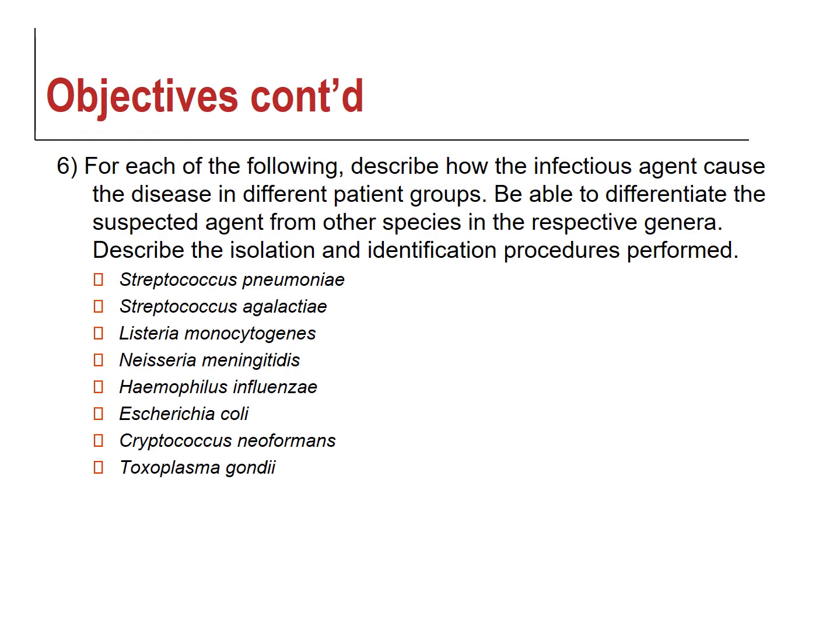These organisms we have covered previously include Streptococcus pneumoniae, Streptococcus agalactiae or group B streptococci, Listeria monocytogenes, Neisseria meningitidis, Haemophilus influenzae, Escherichia coli and other enteric organisms, the fungus Cryptococcus neoformans, and the parasite Toxoplasma gondii.